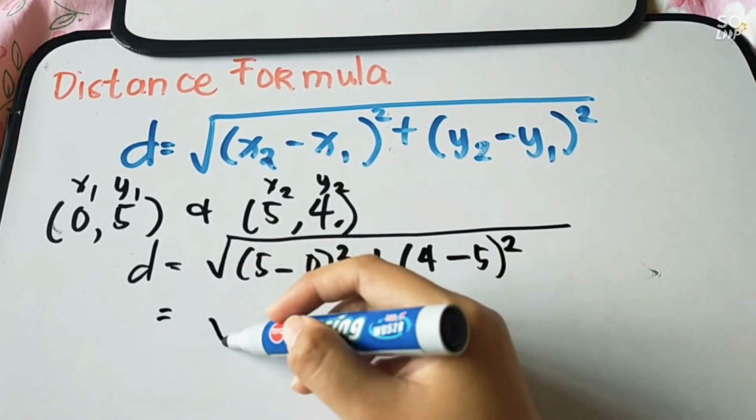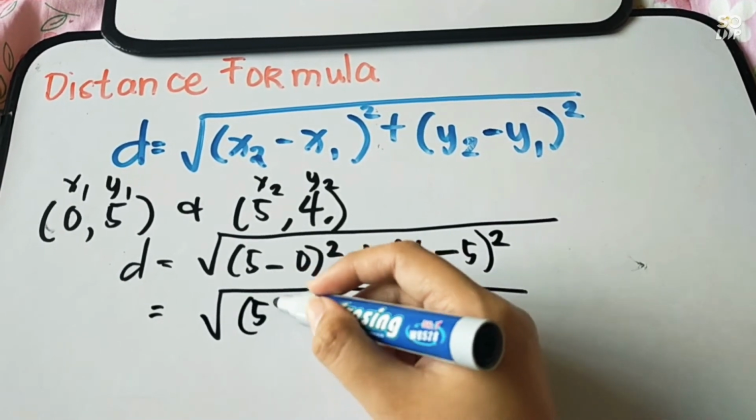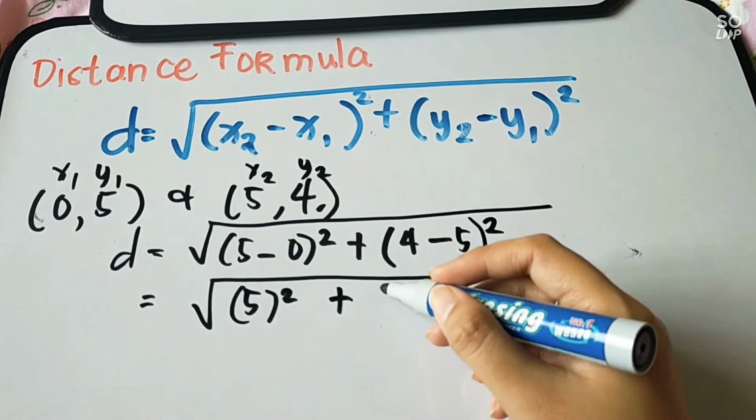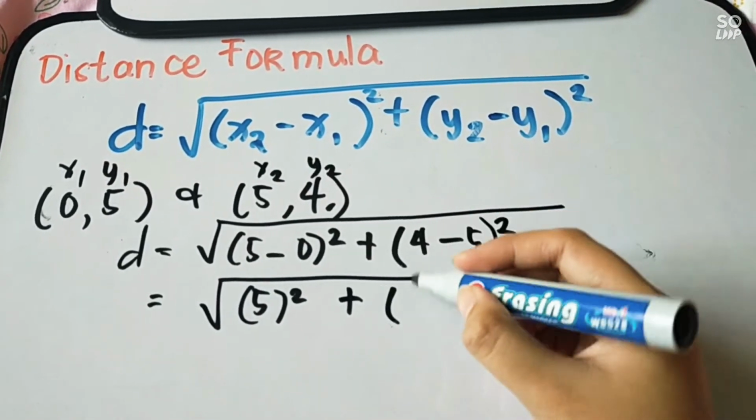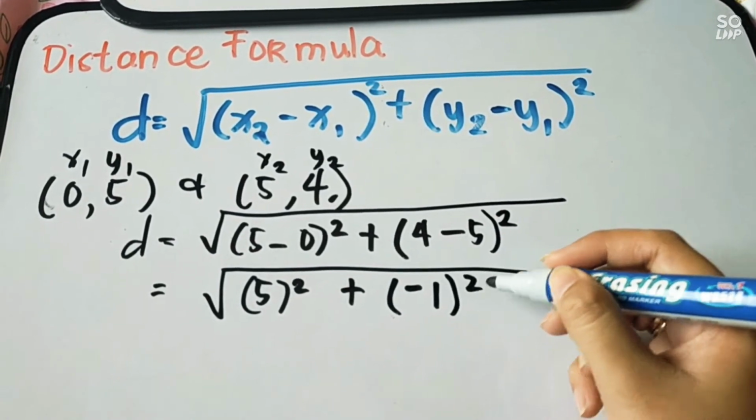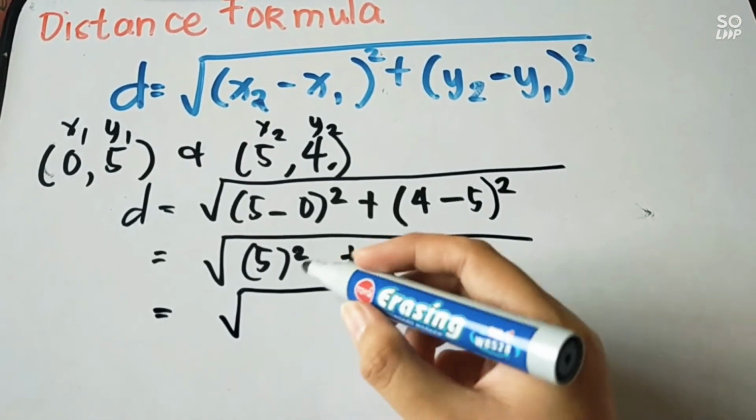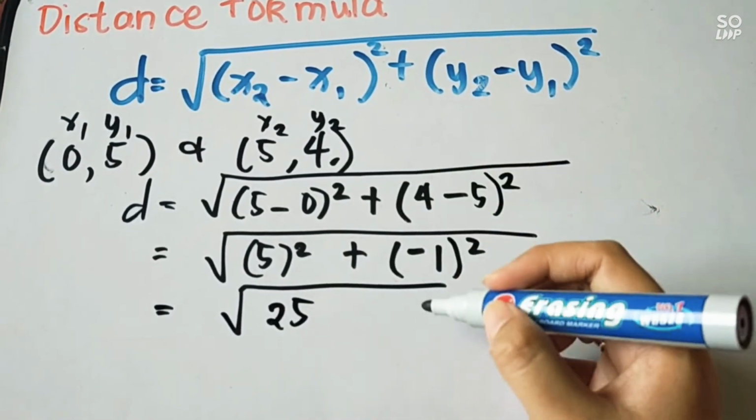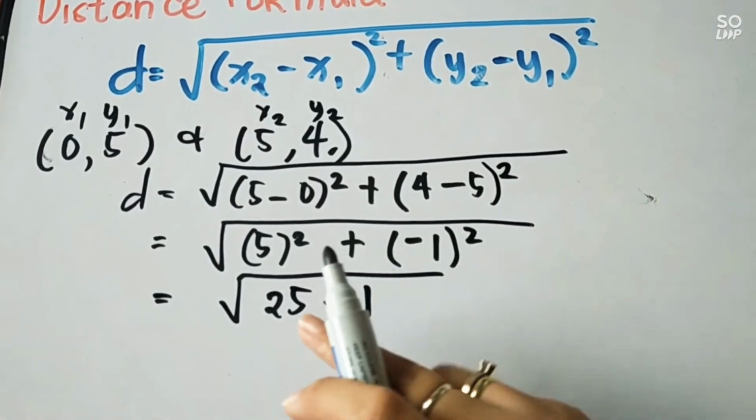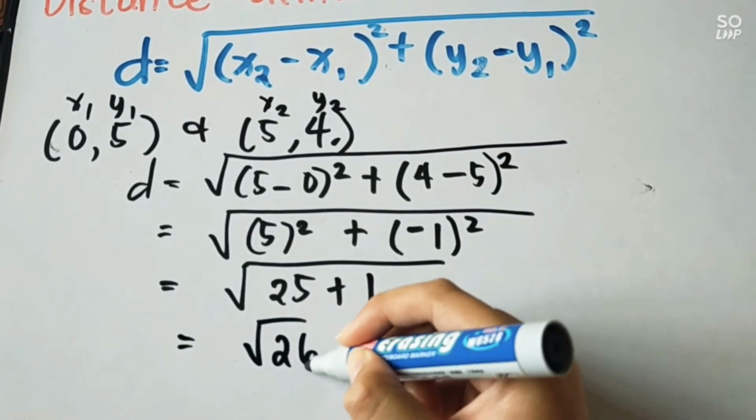Then it is equal to the square root of 5 minus 0, we have here 5, squared, plus 4 minus 5, that is negative 1, okay, then squared. Then, it is equal to the square root of 5 squared, we have 25, just simplify, plus 1 squared, that is 1. So, 25 plus 1, the answer is the square root of 26.